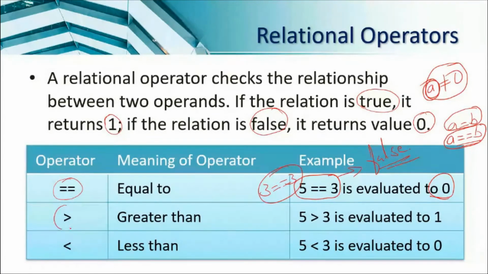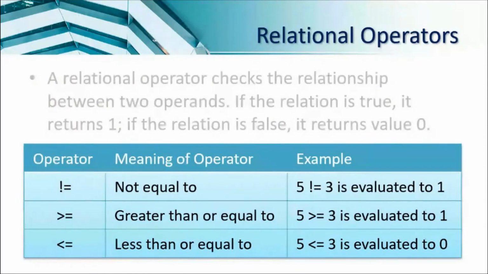This symbol is greater than, which we commonly use. 5 greater than 3 is evaluated to 1 because 5 is greater than 3, since it is true. Then this is the less than condition. 5 less than 3 is evaluated to 0 because 5 is not less than 3, so that condition is false. So this is the relation checking, whether it is equal to, greater than, or less than.